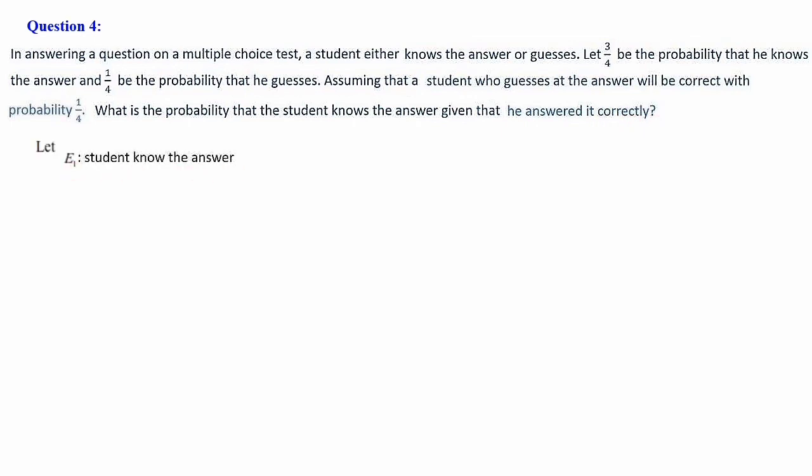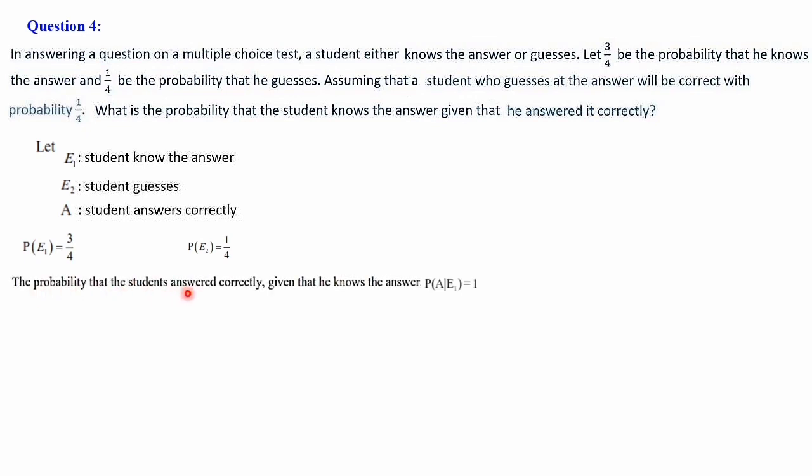So let's define all these things. Let E1 be the student knows the answer. Next, E2 is the student who guesses. Then A we can define as the student answers correctly. P of E1 is given to you in the question as 3 by 4 and P of E2 is given as 1 by 4. And from here onwards you have to be careful while writing. The probability that the student answered correctly given that he knows the answer, as I said before, is not mentioned here but we have to write it: if the student knows the answer, the probability that the answer is correct is 1.